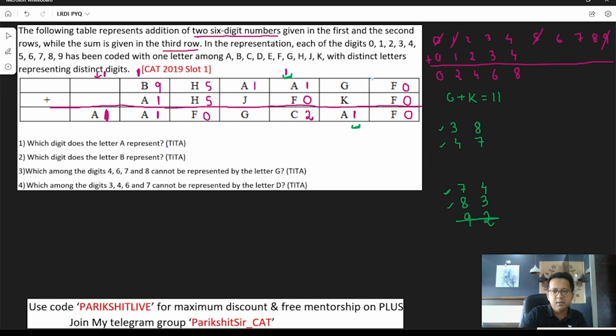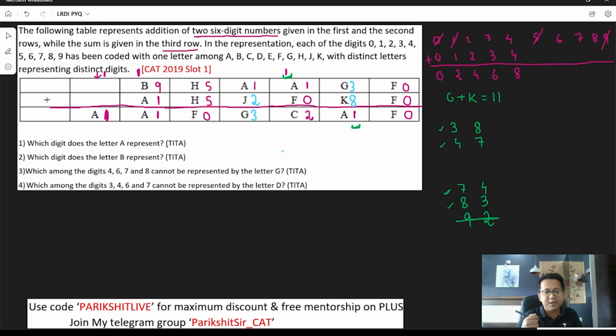Let's see this. If G is 3, we are saying K is 8. Is that possible? In that case, G is 3 here, and G is 3 in the other column as well. Now think about it. If G is 3, and A is 1, the only possible value for J should be 2, because 2 plus 1 will get you a 3, right?